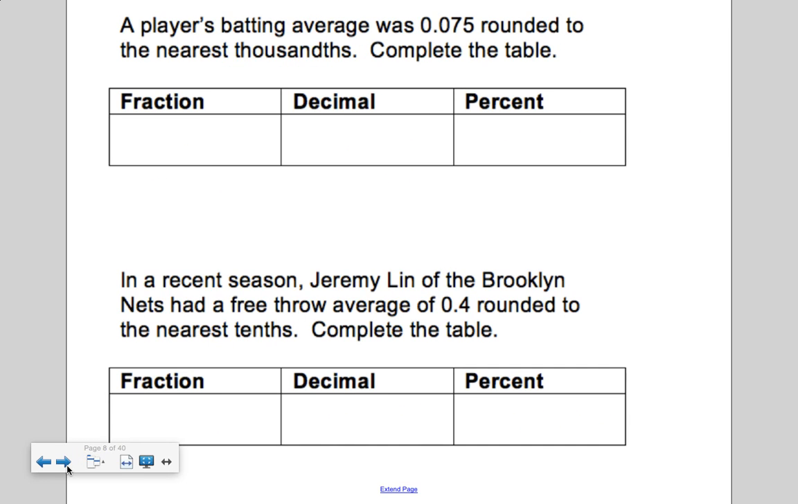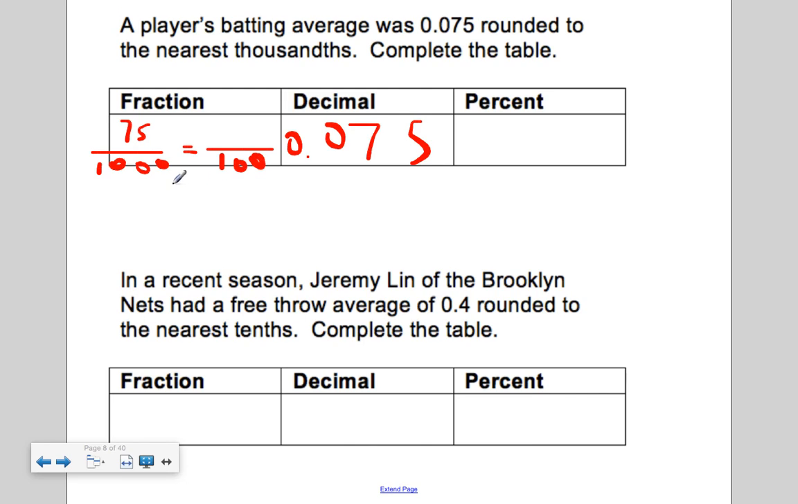Now let's see a little harder one. A player's batting average was 0.075, rounded to the nearest thousandth. Complete the table. Well, first of all, this is 75 in the thousandths place. But what is a percent? A percent is anything per 100. So how can I turn this 1,000 to 100?